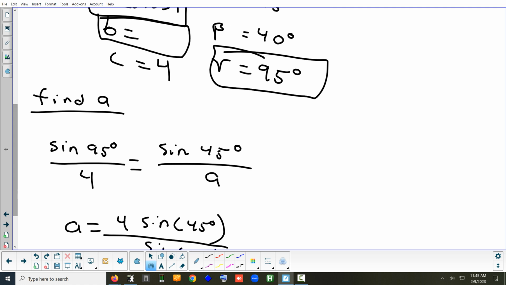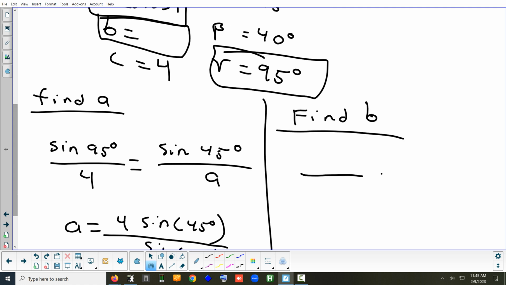Okay, let's see what we got. What's going to be my proportion to find B? Sine of 95 over 4. Yep. And then sine 40 over B.